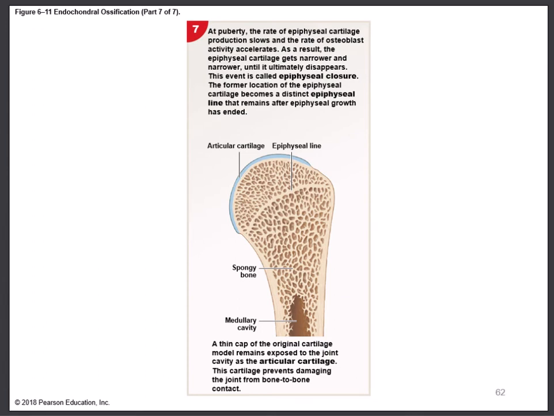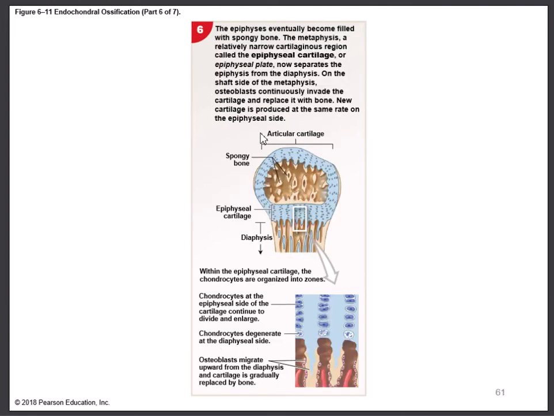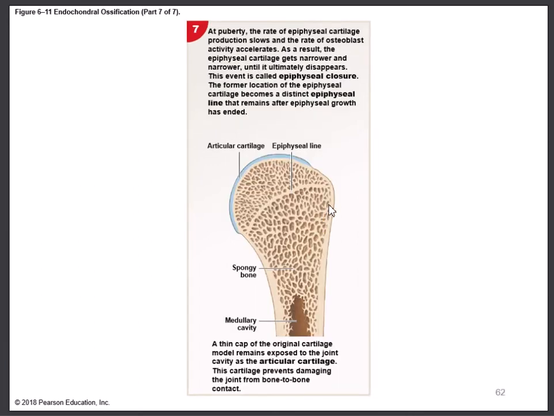The final step. What we just mentioned in step 6 happens all through fetal life as the bones get longer, and in our growing years. You can see here at puberty the rate of epiphyseal cartilage production slows. So at puberty we produce less new cartilage here, but the rate at which the osteoblasts produce bone stays the same or gets faster. So eventually this cartilage is going to disappear. Once we stop growing, that cartilage disappears.